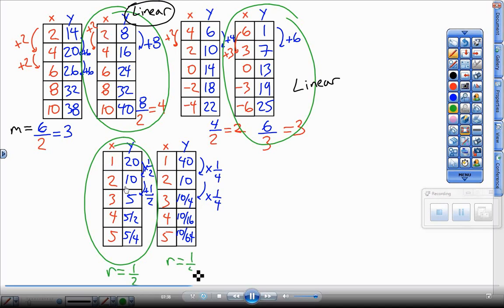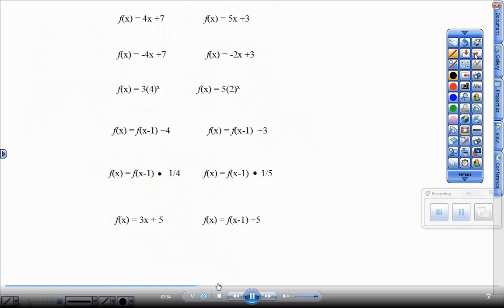These are exponential. So again, 1/2 is a greater rate of change than 1/4. 1/2 is 0.5. 1/4 is 0.25. This one has a greater rate of change, exponential. But again, fix this one, these are equal. They both have a slope of 2. All right, almost done. Next problems.